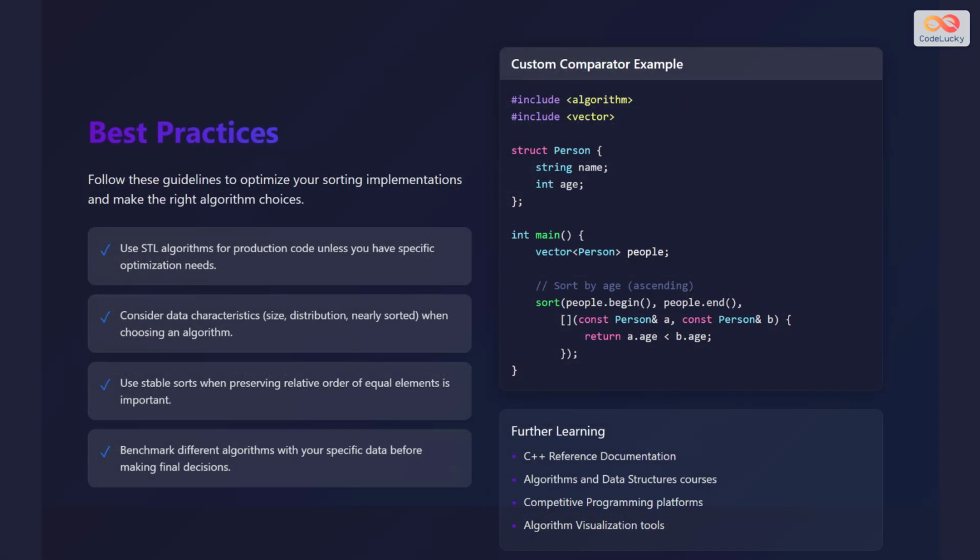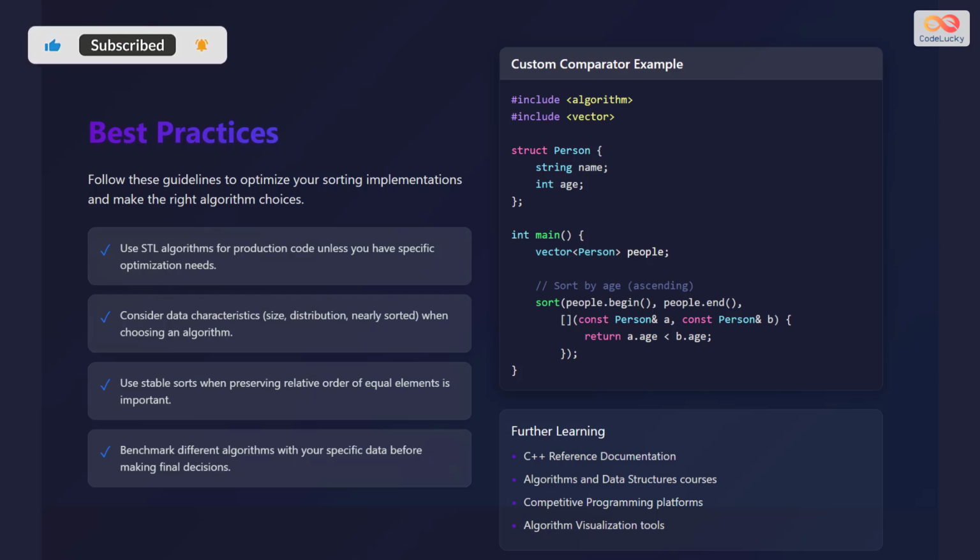To optimize your sorting implementations and make the right algorithm choices, follow these guidelines. Use STL algorithms for production code unless you have specific optimization needs. Consider data characteristics such as size, distribution, and whether it's nearly sorted when choosing an algorithm. Use stable sorts when preserving the relative order of equal elements is important. Benchmark different algorithms with your specific data before making final decisions.